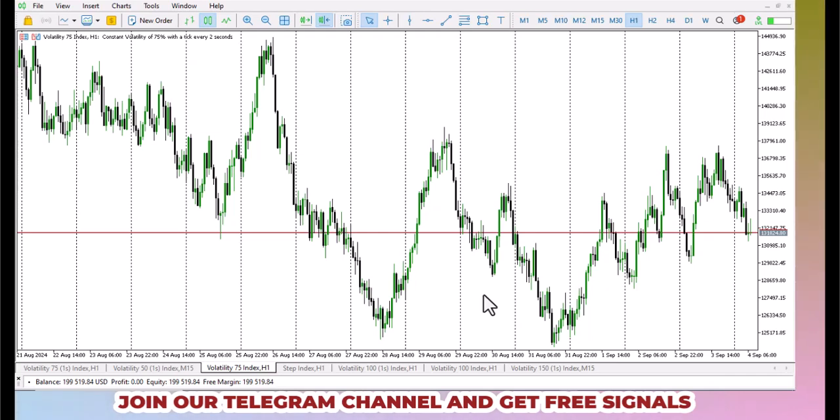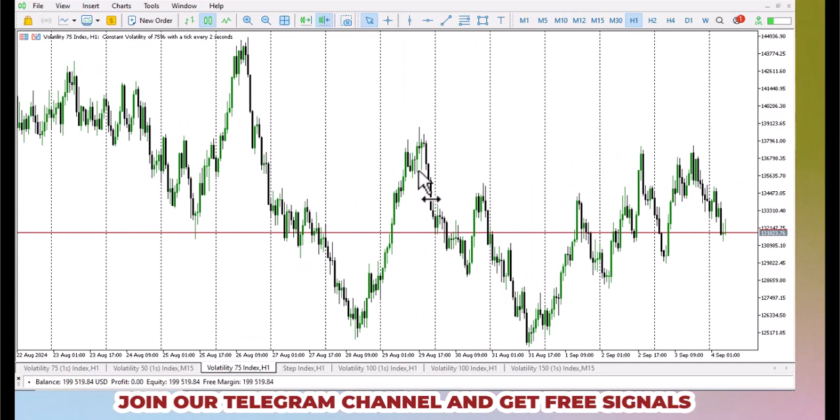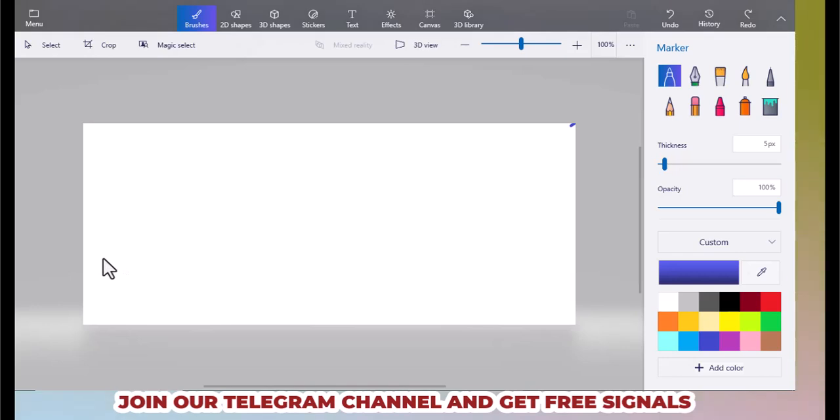Today we want to talk about the right way to trade volatility indices using smart money concepts. So what I'm going to do first is explain what smart money concept is, just give a little bit of a summary. Then I'll show you on the charts what you need to do to trade smart money concept effectively on volatility indices. I'm going to give you a small sketch right here so that you understand what we are talking about before we talk about the charts.